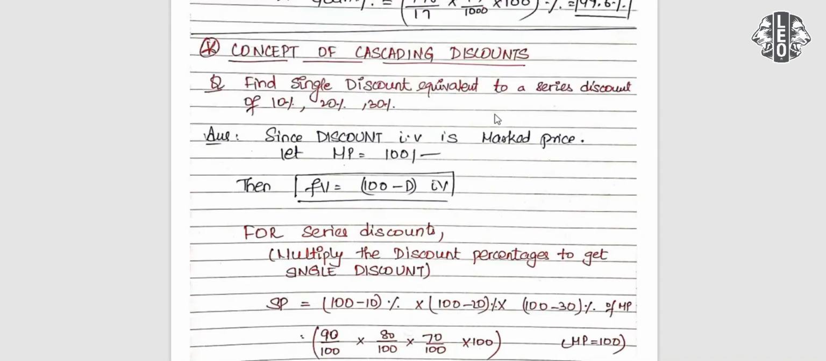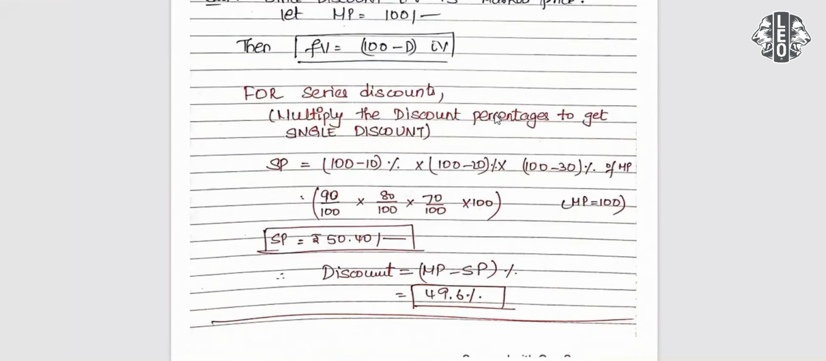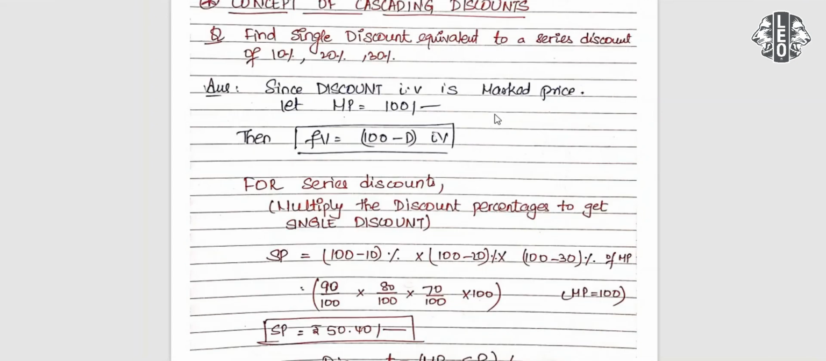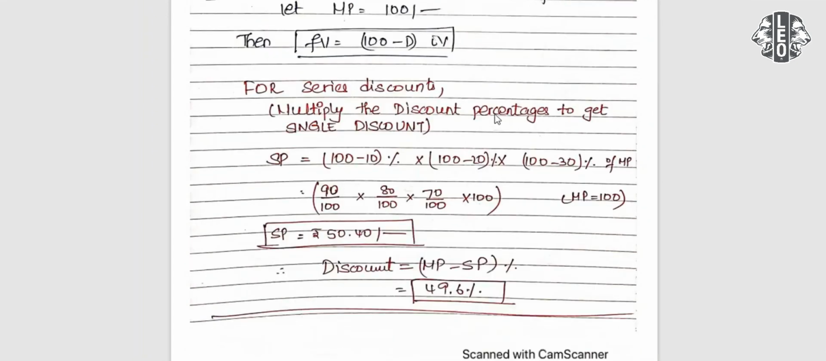What is the single discount equivalent? The single discount percentage is 49.6%. Now, if you go to one shop, the t-shirt is marked as 100 rupees. Now, what is the discount value? Discount value is 49.6 rupees. What is the discount percentage?